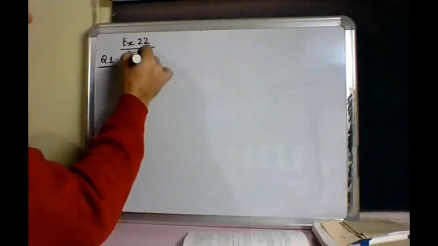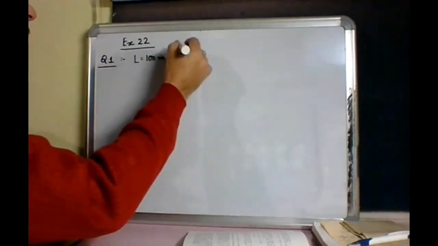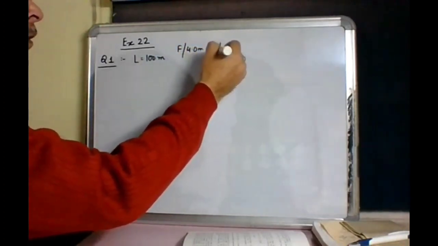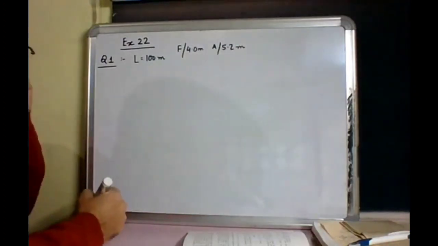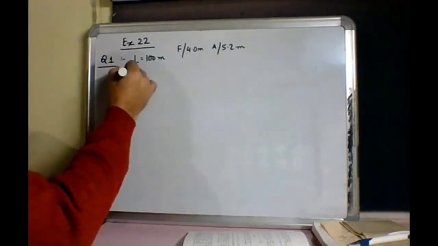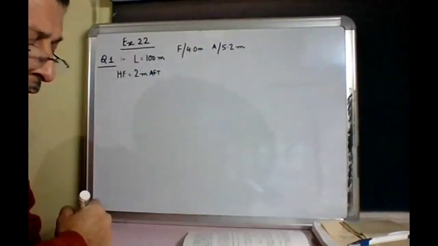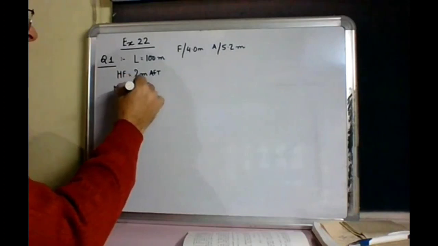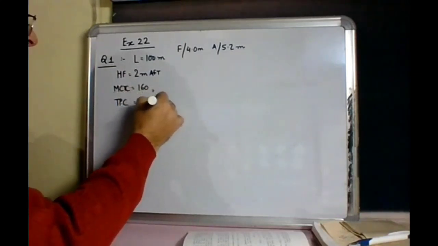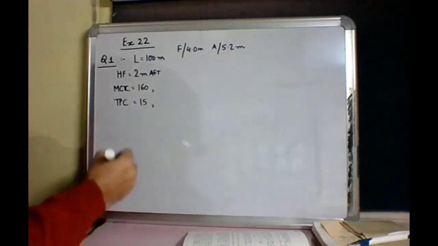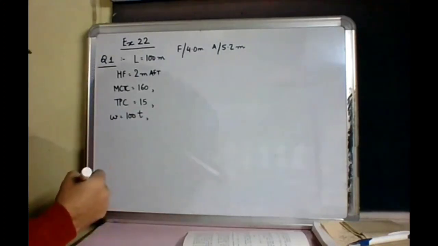Ship is 100 meters long. Her initial drafts: forward 4 meters, aft 5.2. COF is 2 meters above midship, HF 2 meters aft of midship. MCTC is equal to 160. TPC is equal to 15. 100 tons of cargo, W equals 100 tons, is shifted from number 3 lower hold to number 1 lower hold.